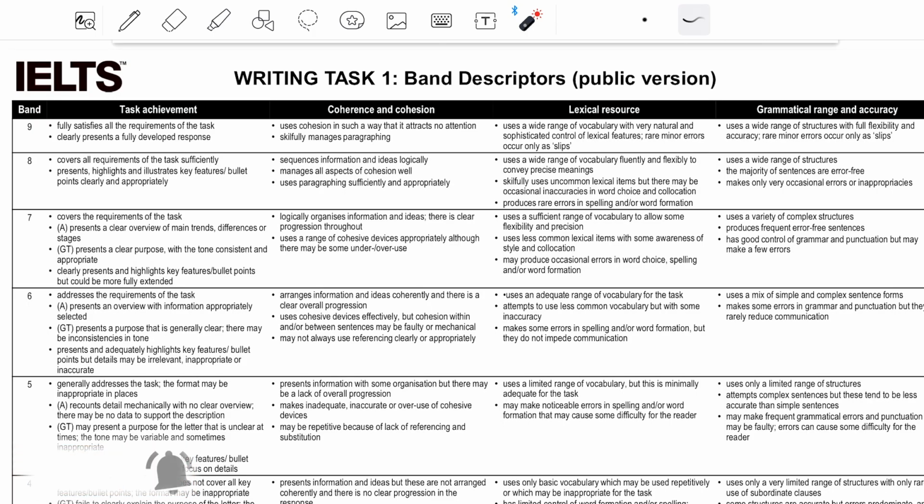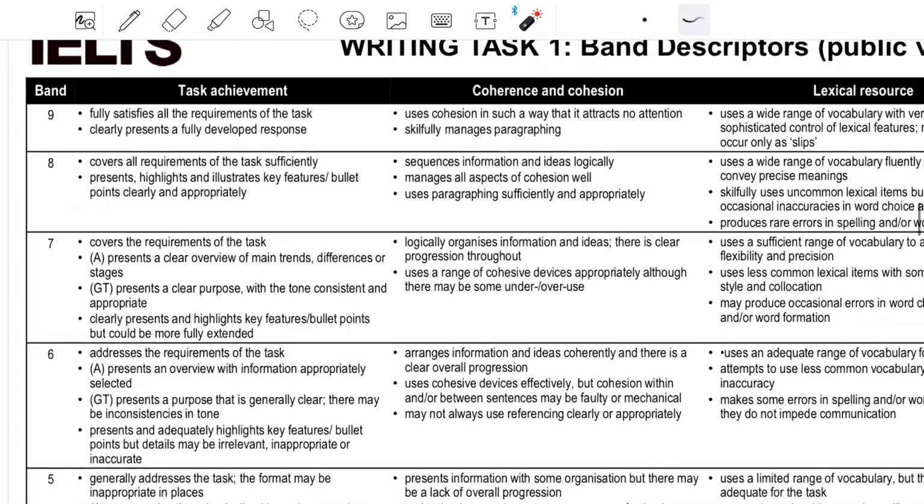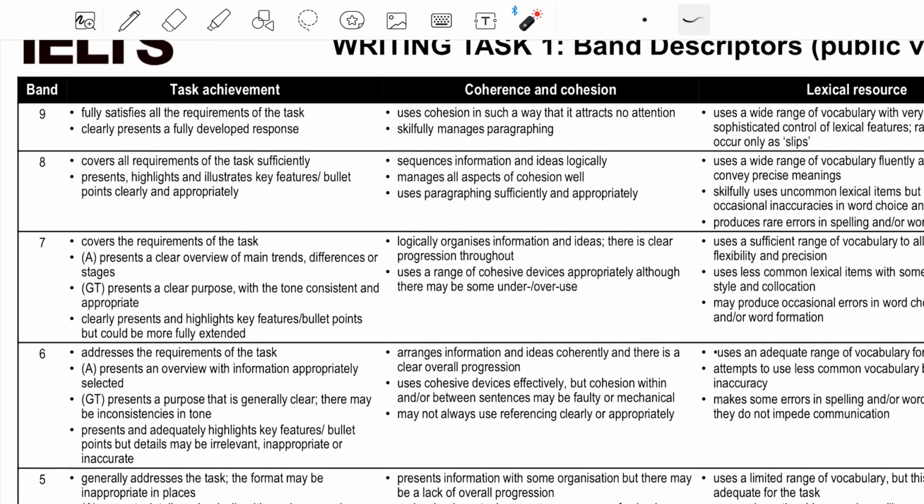Okay, so now since we are analyzing IELTS Writing Task 1, we should probably look at what parameters affect your score. This is something which I've already covered in my previous video, so I'm not going to cover this a lot. I'm just quickly highlighting what you really need to do in order to score 8 bands. If you need more information, you can look at my previous videos.